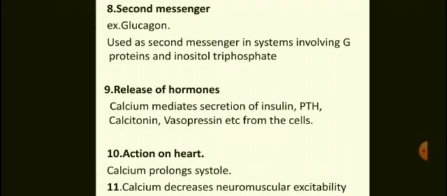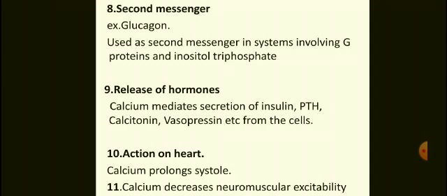Calcium can also act as second messenger. It's used as second messenger in systems involving G proteins and inositol triphosphate. One example is glucagon. It uses calcium as a second messenger. Then release of hormones. Calcium mediates secretion of insulin, parathyroid hormone, calcitonin, vasopressin, etc. from the cells. So calcium mediates secretion of these hormones from their particular cells.